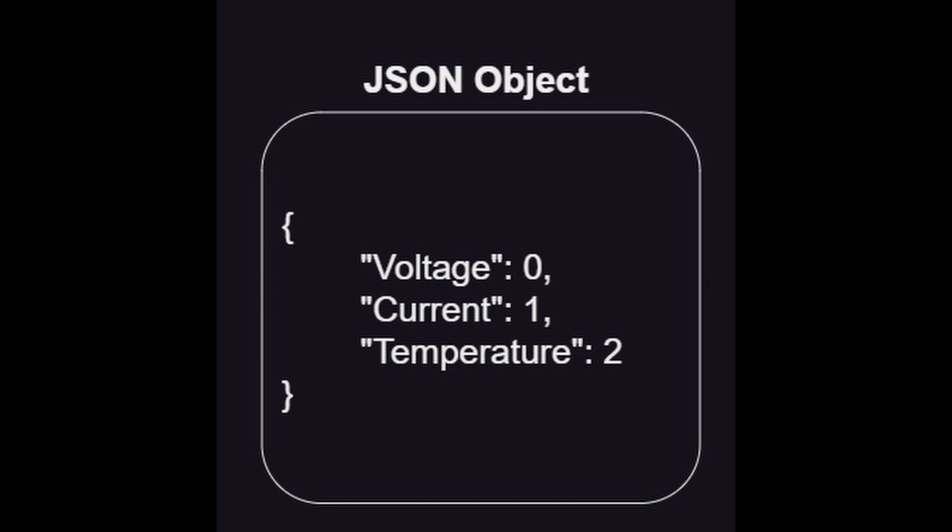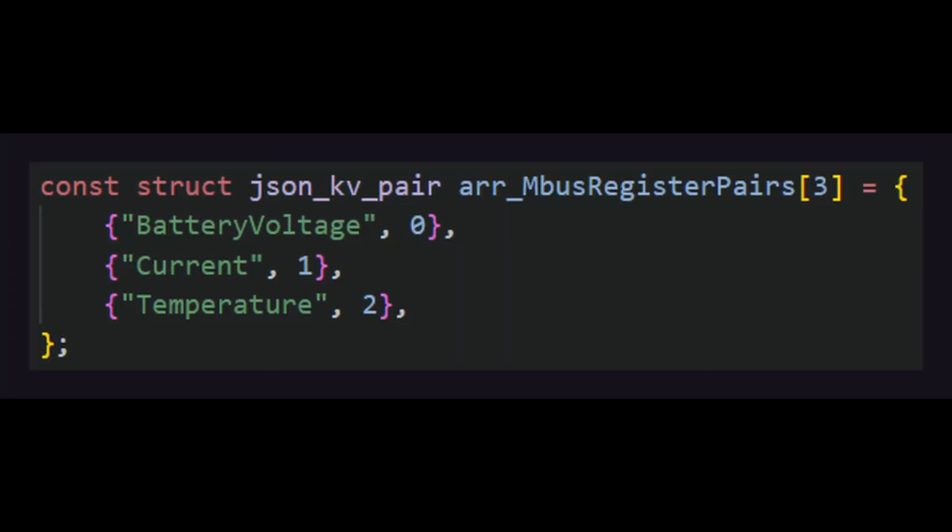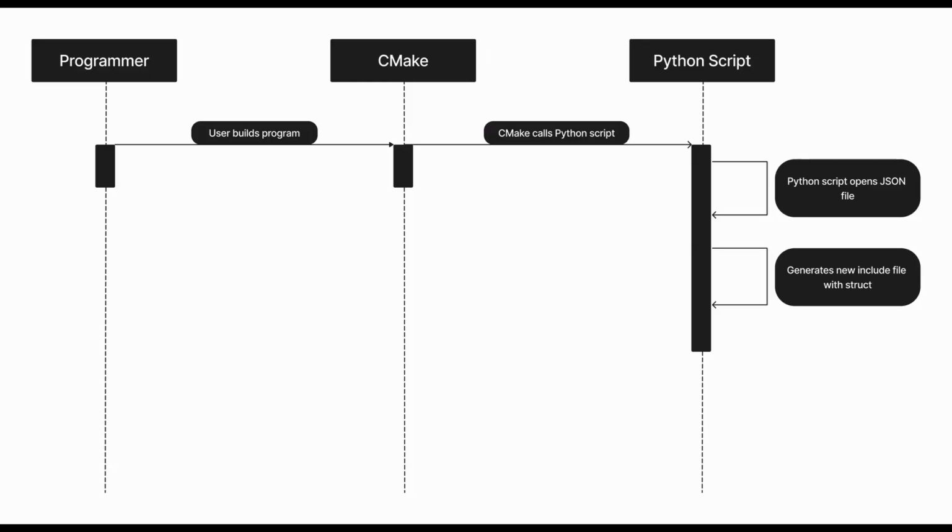However, I don't want to have to parse a JSON object every time I want to find a Modbus register. So instead, I'm just going to have a Python script that converts the JSON object into a C struct and then places that new struct into a generated C include file that my BDS service source file can include and utilize the new struct. Here's a horrible sequence diagram to describe the process visually.